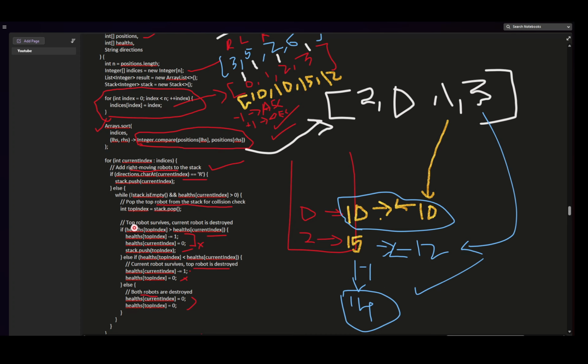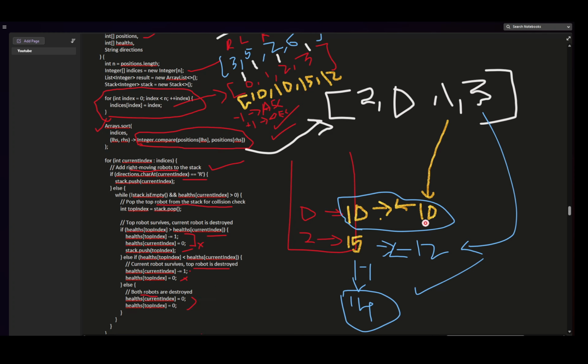For example, in the case where the top robot survives because its health is more, the current robot will be destroyed because its health is less. So the top robot's health will be decreased by 1, and the current robot's health will be set to 0, which means destroyed. We push that top robot back because it preserves the order. A similar thing happens in the opposite case, vice versa. If both robots have the same health, both will be destroyed.